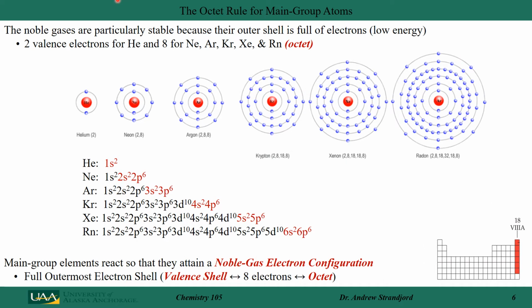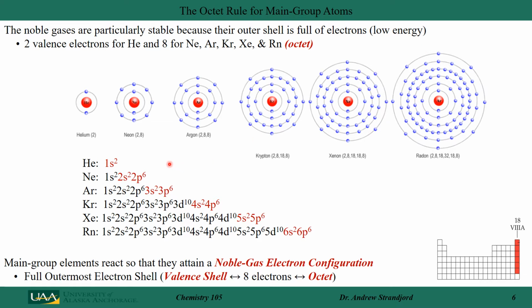Now, noble gases are particularly stable because their outermost shell is full of electrons, which means low energy. So helium has 2 in its outermost shell, so its outermost shell is full. Neon has 8, argon has 8, krypton has 8, xenon has 8, radon has 8. We call that an octet. And those octets are stable because they have a full, complete outermost shell, which is low energy.